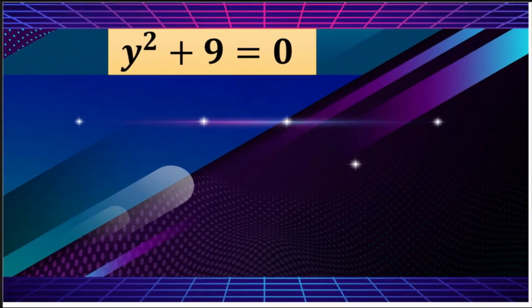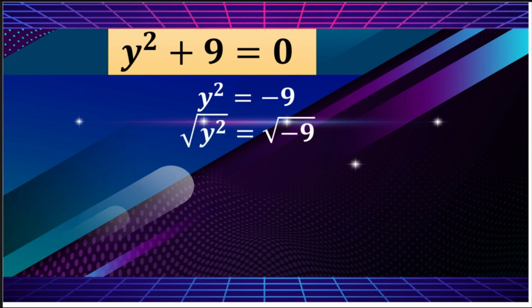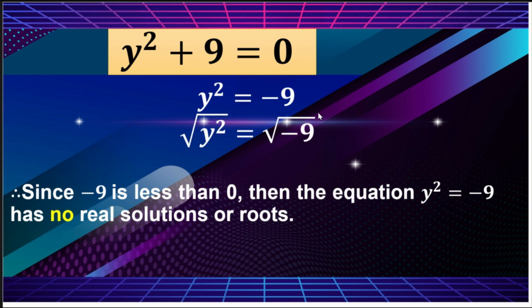For example, first step is we're going to transpose positive 9 and it becomes negative 9. Then we're going to cancel out the square by extracting the square root. Now since our negative 9 is our radicand, negative 9 is less than 0, then the equation x squared equals negative 9 has no real solutions or roots. Always remember, if what is inside the radical symbol, the radical sign, is a negative number, then you don't have any solution because your solution is imaginary.